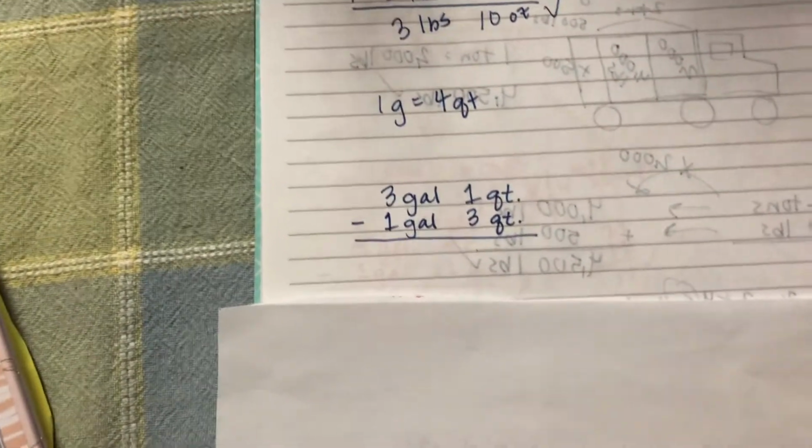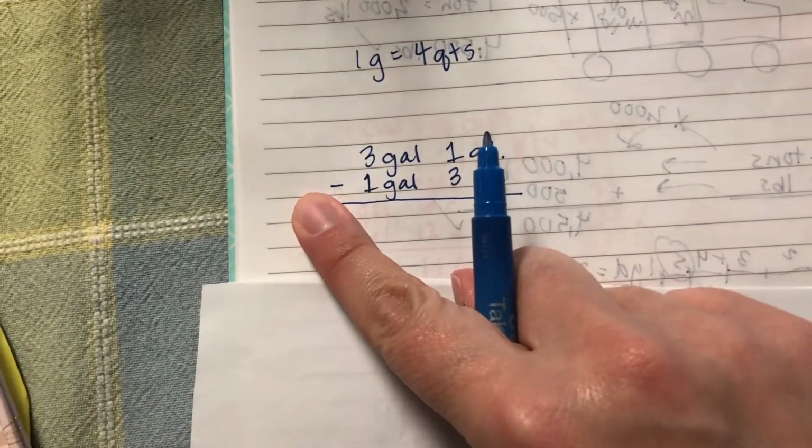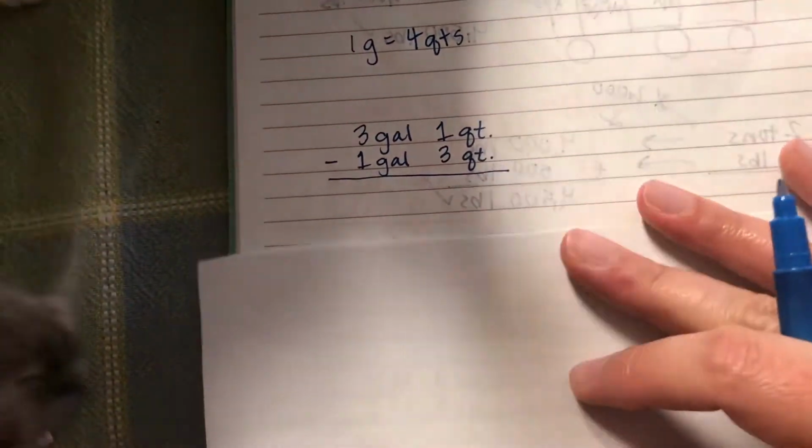One gallon equals 4 quarts. Okay, this time we are subtracting, so we've got to be careful. We might end up having to regroup.